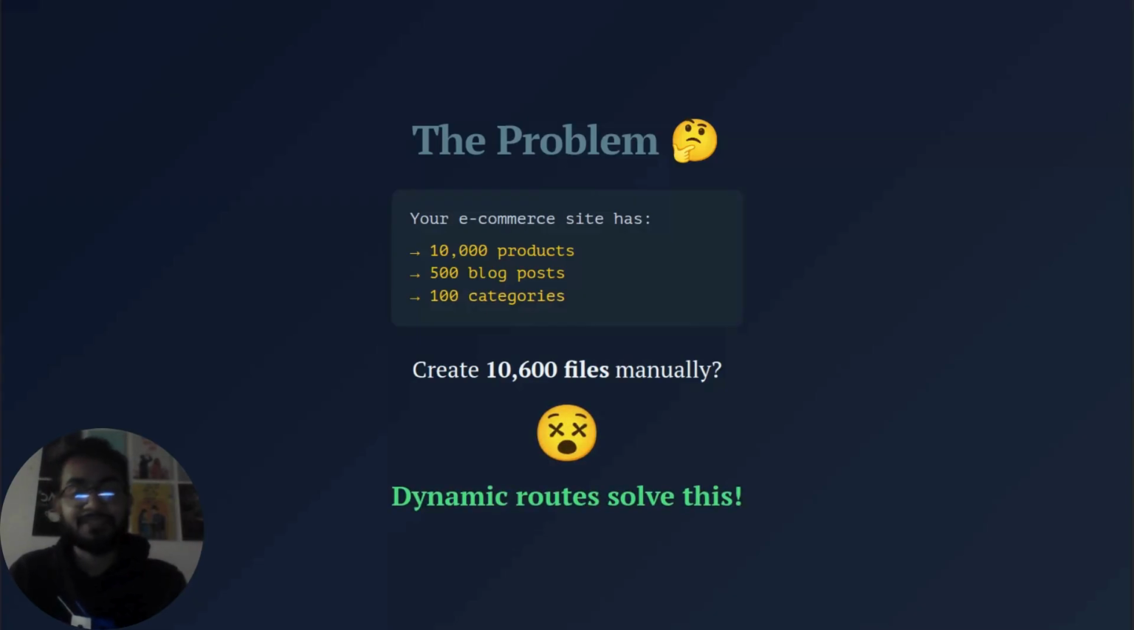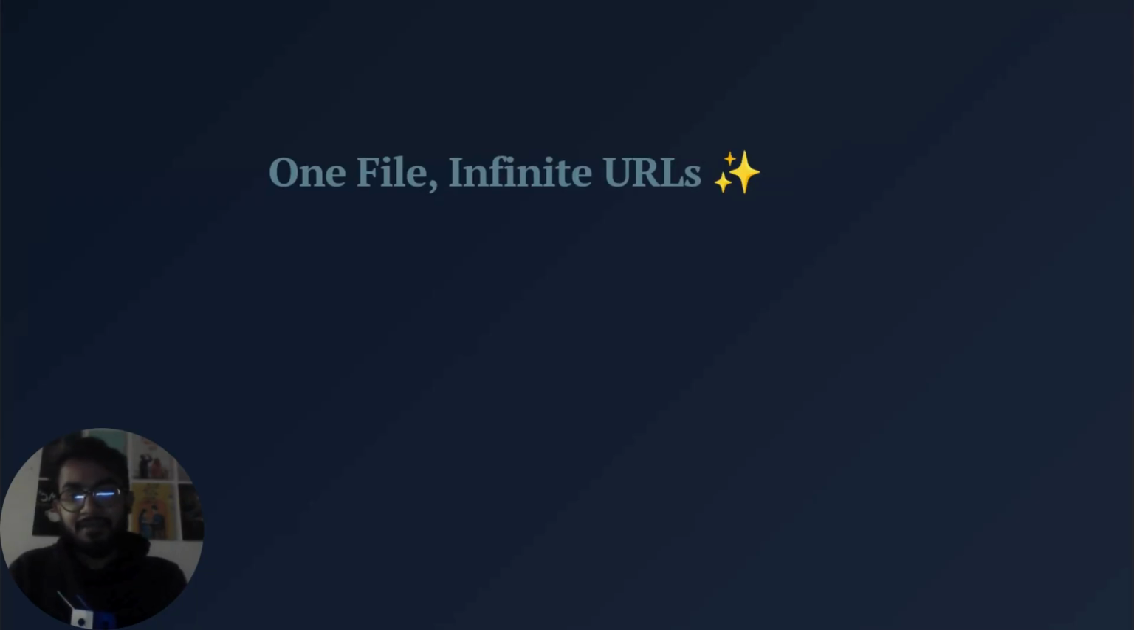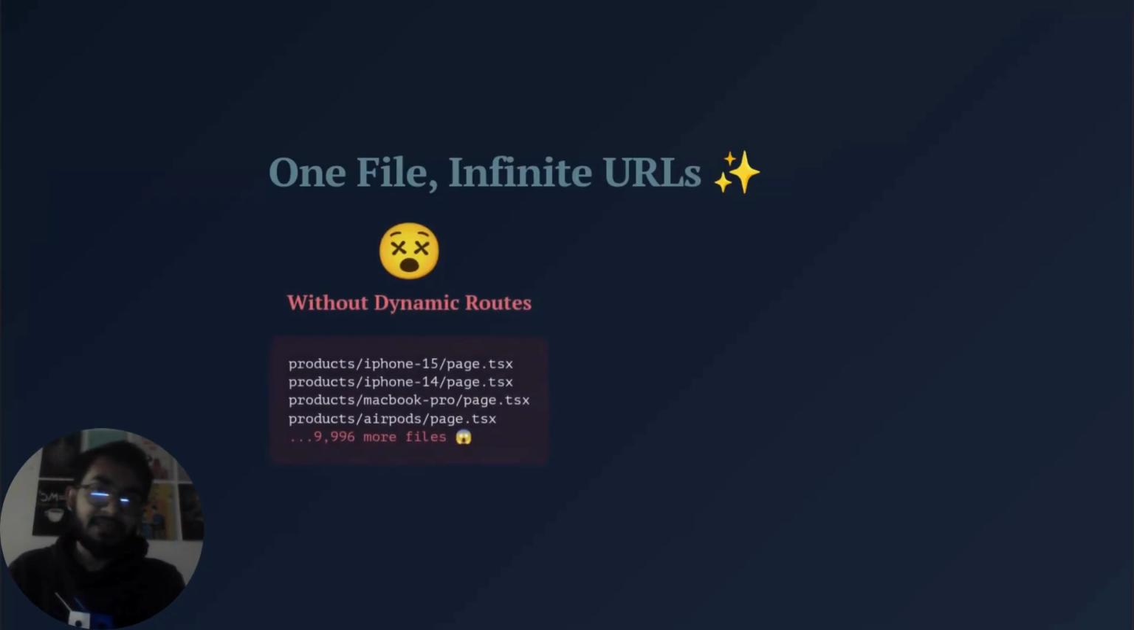Dynamic routes solve this problem, with one file and infinite URLs. So how can this happen? Without dynamic routes, if you would like to achieve this, you need to define it like this: product slash iPhone 15 slash page.tsx, product slash iPhone 14 slash page.tsx, and so on. So this is really not convenient at all.